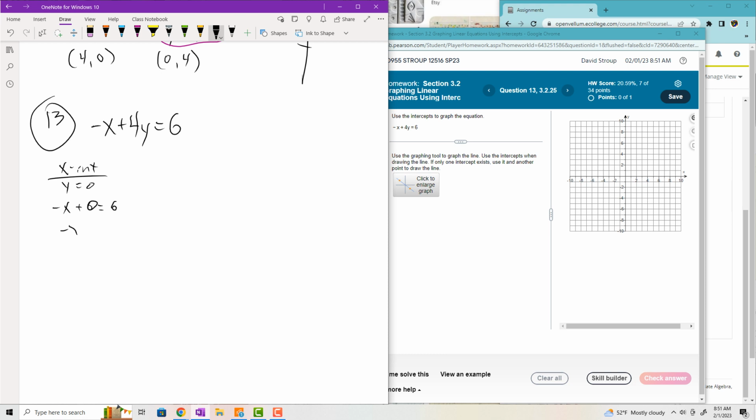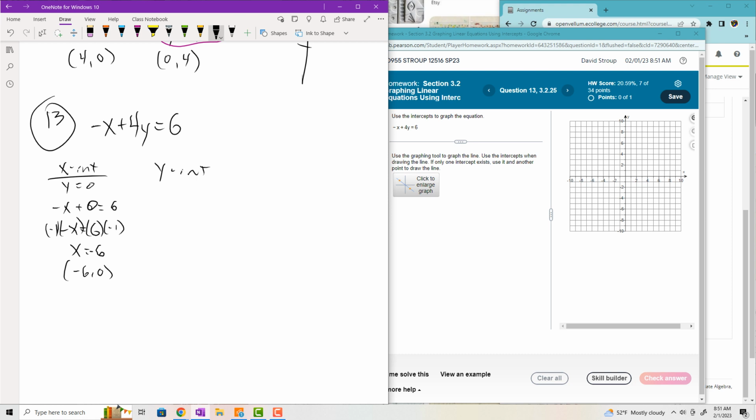And then that will just be negative x equals 6. And then you're multiplying both sides by negative 1. So you get x equals negative 6. So the location, negative 6, 0.